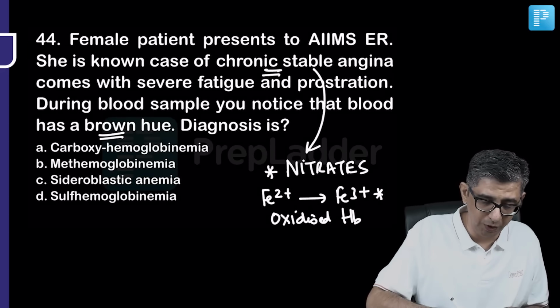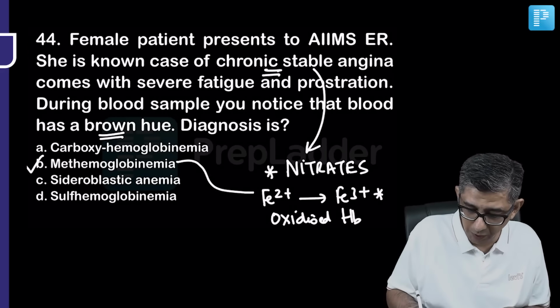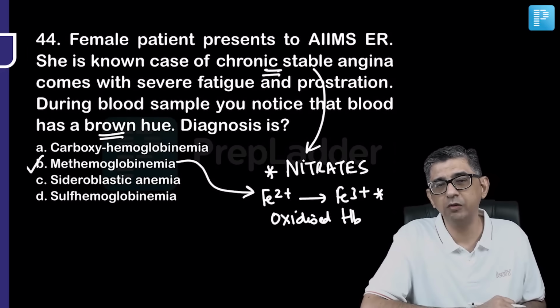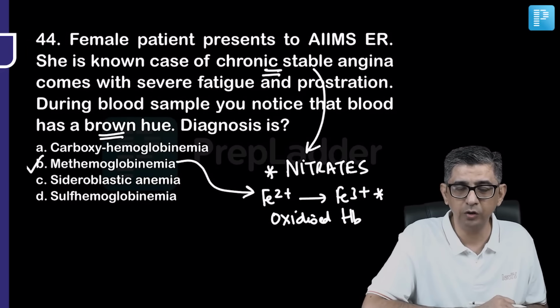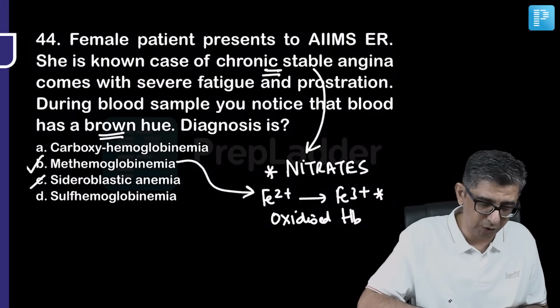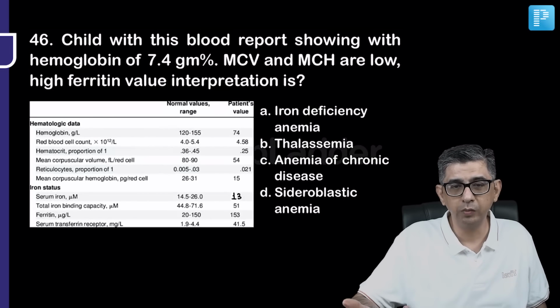This oxidized hemoglobin is what is called methemoglobinemia. Carboxyhemoglobin anyway would be causing a cherry red discoloration, and the remaining options were anyway dummy choices. Coming to the next question, a proper blood report was given.